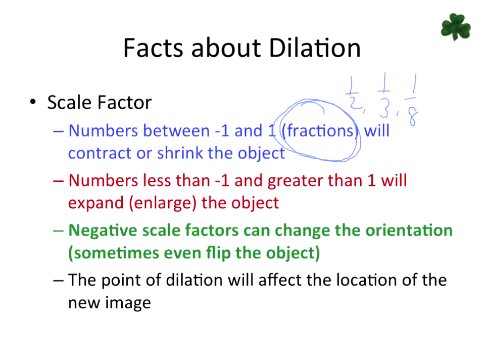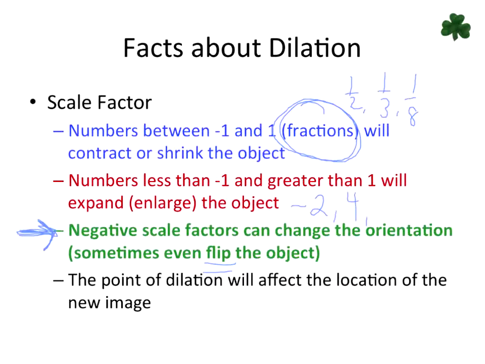Then in red it says if you have a number less than -1 or greater than 1, it's going to expand the object. Remember that one time when I had that -2 and it was bigger? And we're like, why is a -2 bigger? Because anytime you have those whole numbers, it's getting bigger. What does the negative do to it? That's our next little point right here. Negatives change the orientation, meaning they flip the object around.